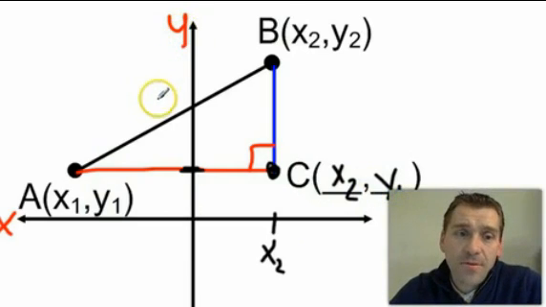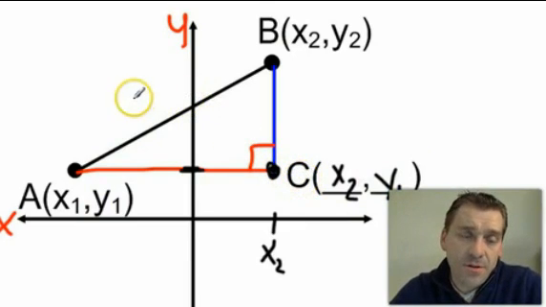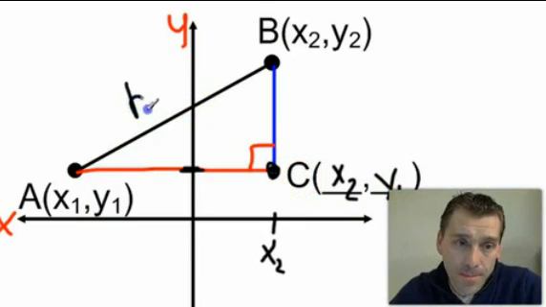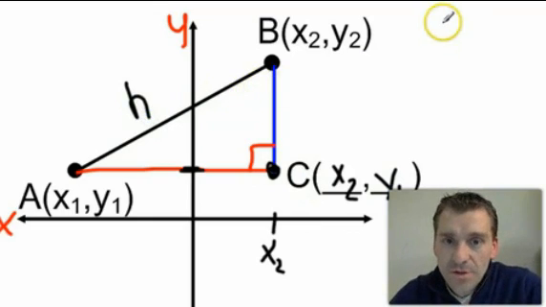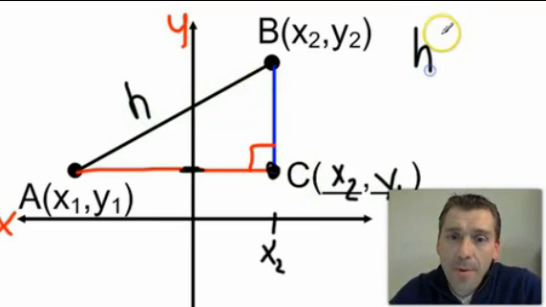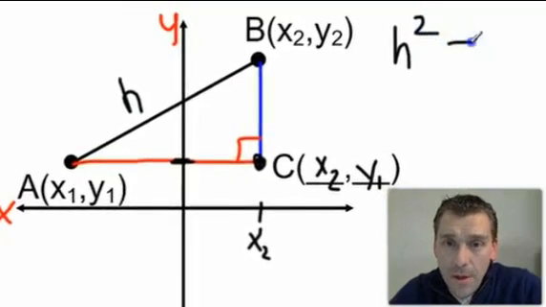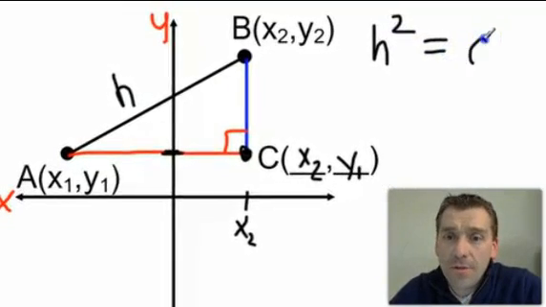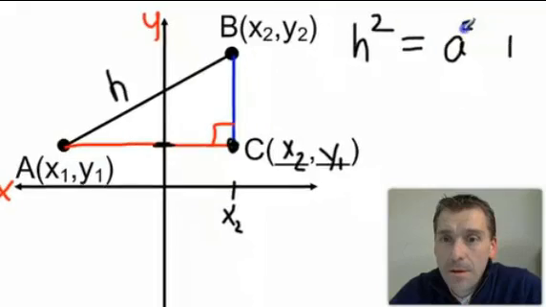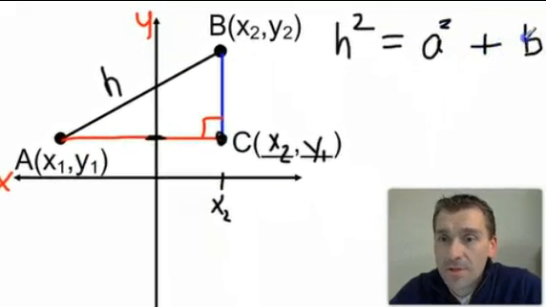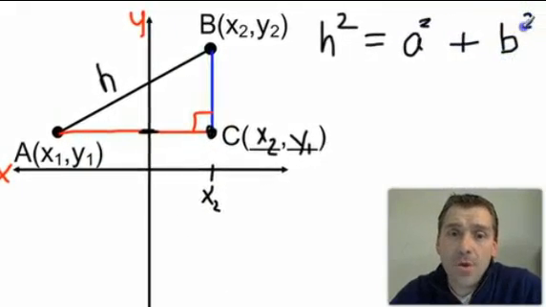Now, we know we're trying to find the length of the hypotenuse. I have to label that as a different letter because it's C. Let's label it as H. Why not? Hypotenuse. So, I'm looking for the hypotenuse squared, and I know that's going to equal one leg length, we'll call it A squared, and the other leg length B squared. That's just straight up Pythagorean Theorem.